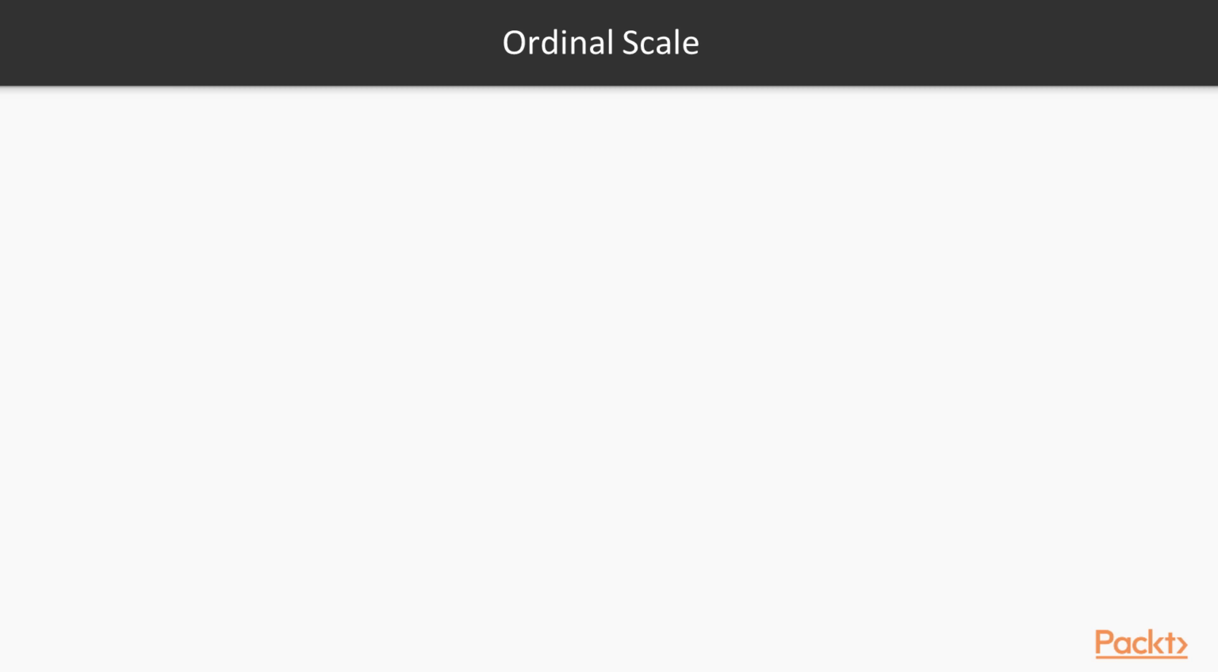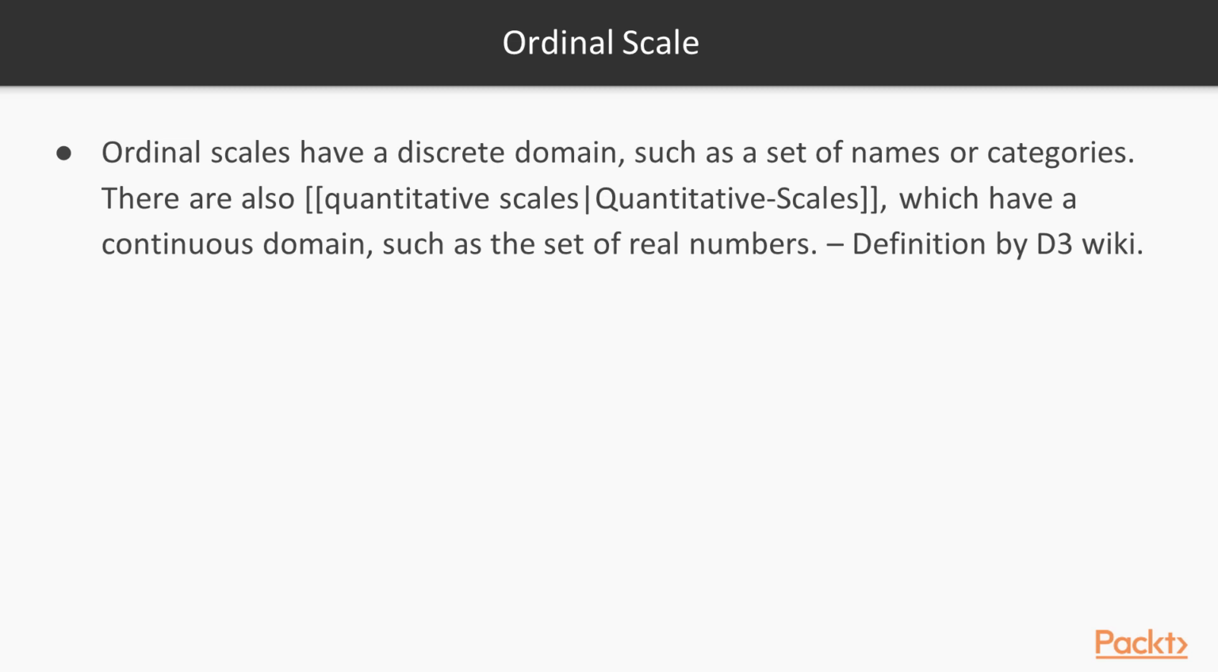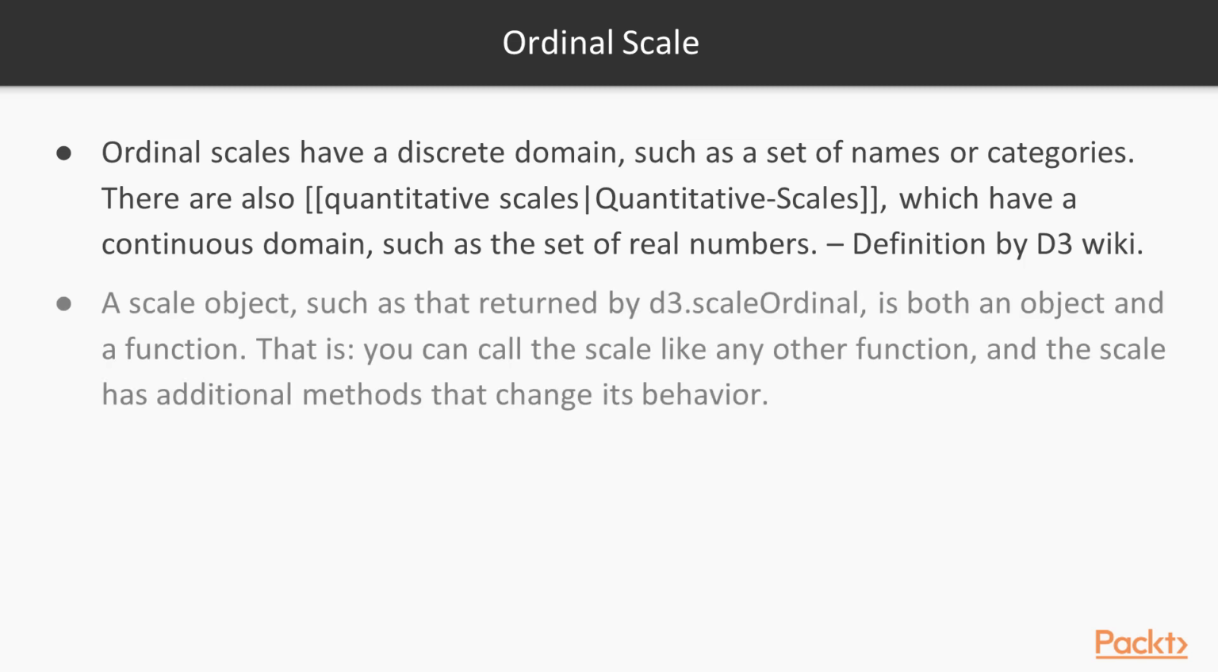For this type of data, you will need an ordinal scale. So what is an ordinal scale? It's a way to convert data that's categorical into numbers that can be used in D3.js. A scale object is both an object and a function, which means that the scale has additional methods that change its behavior. That's super cool.